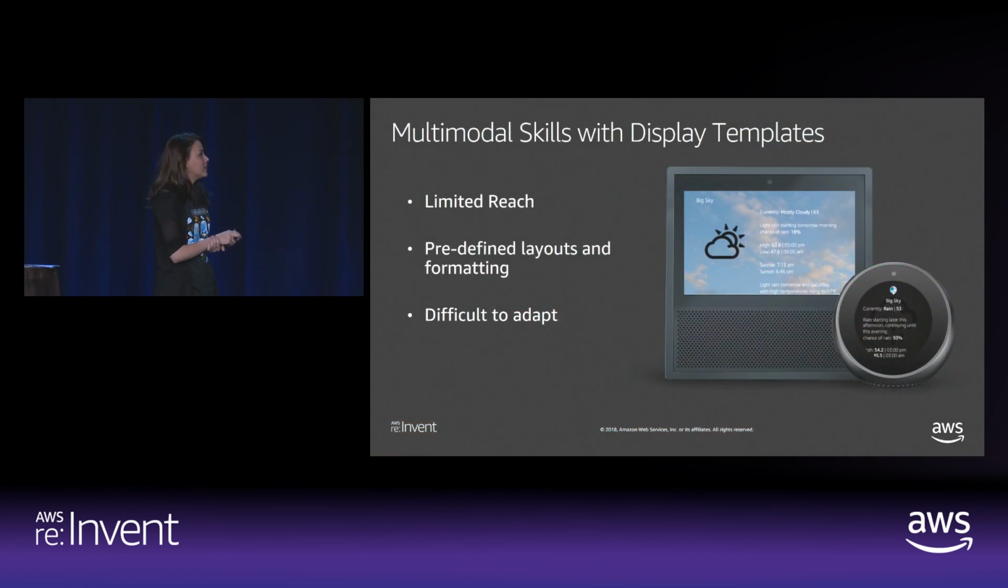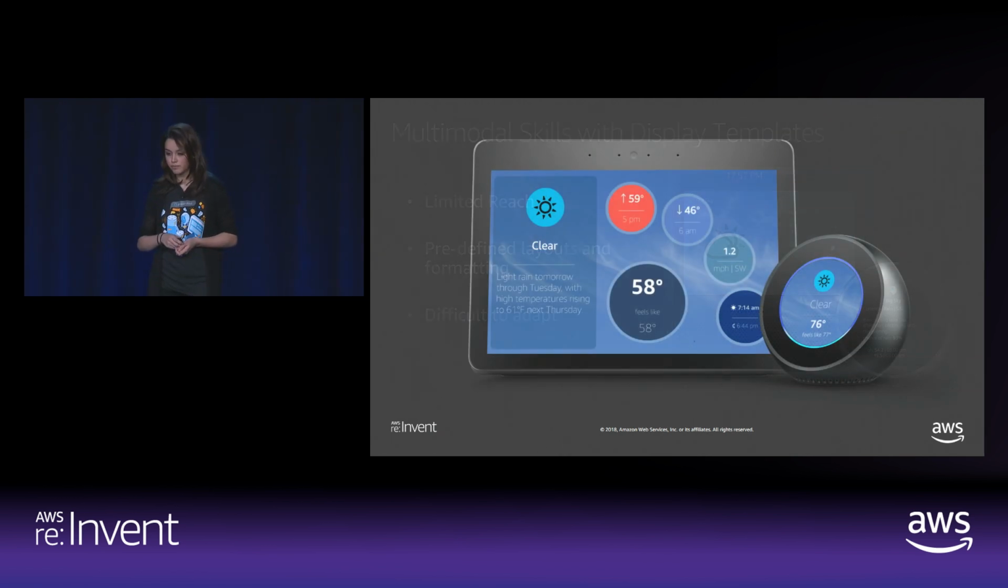So this is what, again, it looked like with our display templates. We had limited reach, obviously, because they were only according to what we were able to develop for landscape and round devices. We also, again, had predefined layouts and formatting. You couldn't really work outside of these bounds at all. And then finally, in general, it's difficult to adapt your experience according to the medium. Obviously, if you're on an Echo Show, you would interact with it differently than you would your Fire TV.